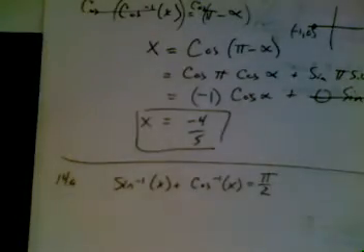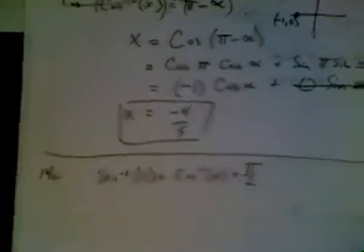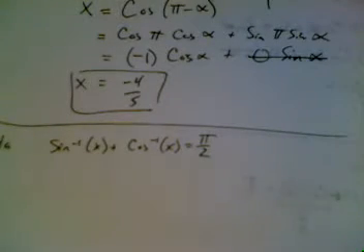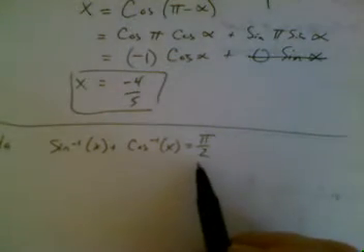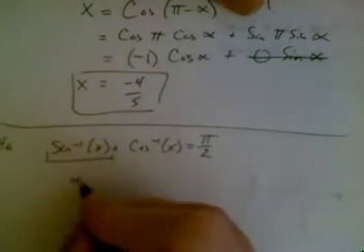Now, what we're trying to say here is verify this. Guarantee that this is true at all times. So for any number x value that I can plug in, I will 100% of the time get pi over 2.